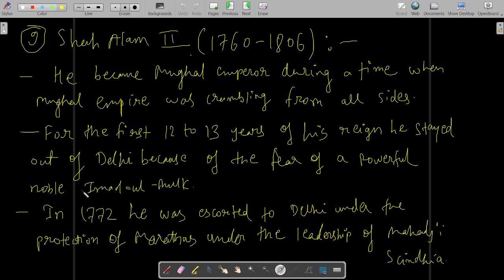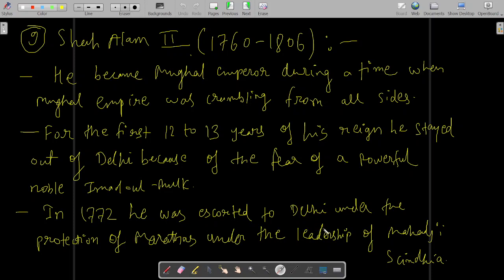Powerful noble Imadul Mulk, because of his fear, Shah Alam II stayed out of Delhi for the first 12-13 years. In 1772, what happened? He was escorted to Delhi. Marathas helped Shah Alam II to go to Delhi in 1772. He was escorted to Delhi under the protection of Marathas, under the leadership of Mahadji Sindhya.